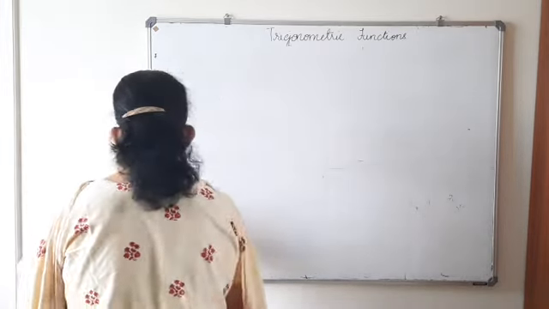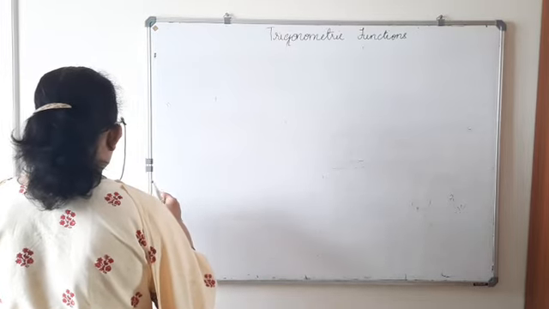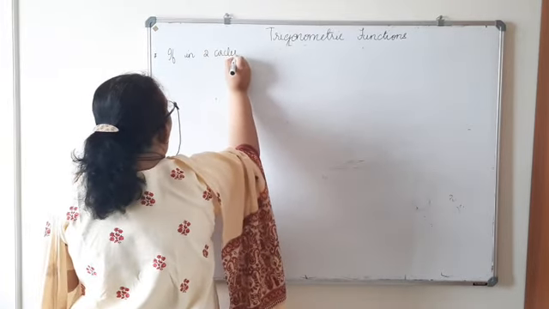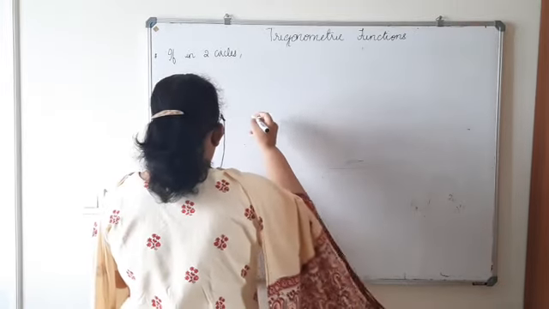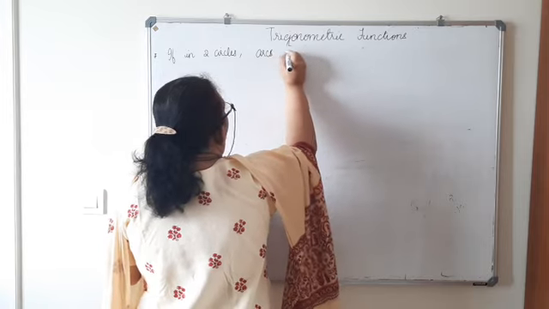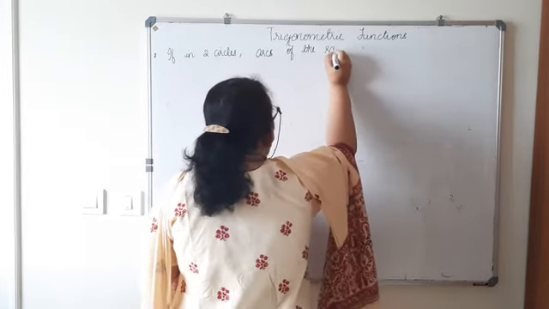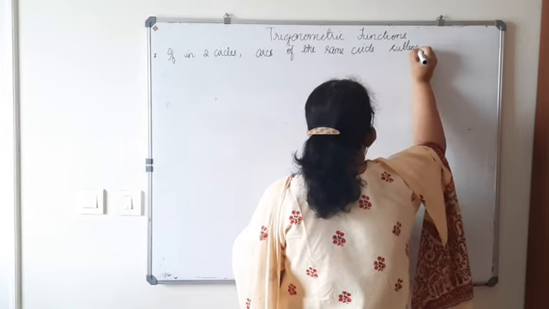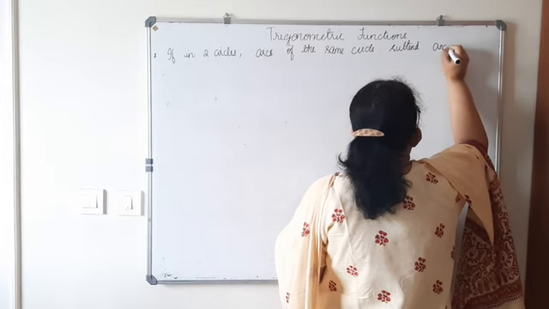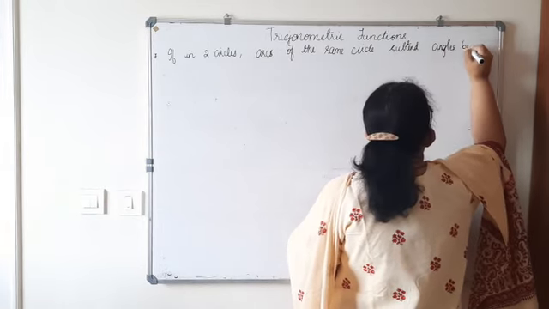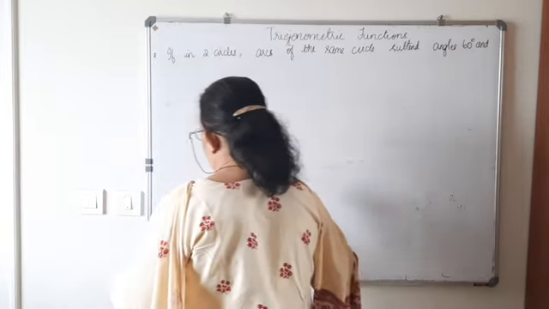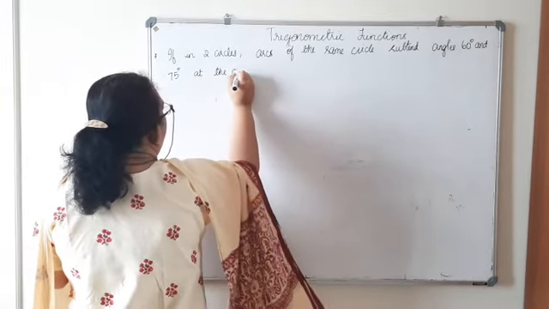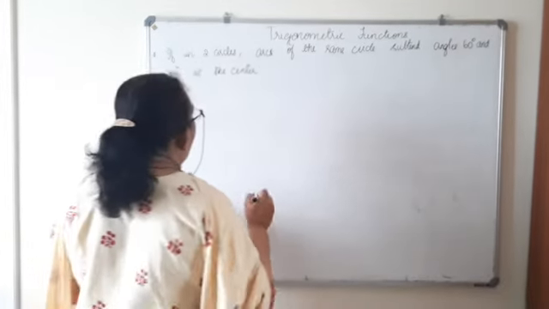Now next one, I'll write the question. If in two circles, arcs of the same length subtend angles 60 degrees and 75 degrees at the center, find the ratio of the radii.